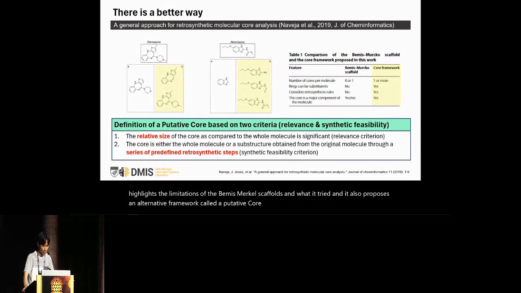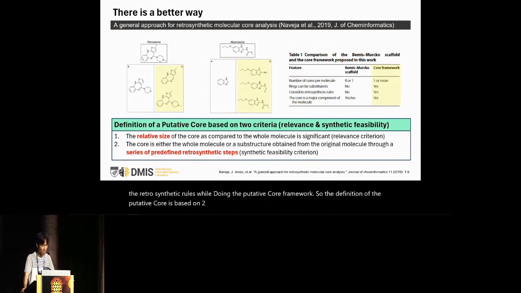So there are lots of advantages. First of all, the number of cores per molecule could be one or more, and unlike the Bemis-Murcko scaffolds, rings can be substituents. And also, it actually considers the retrosynthetic rules while doing the putative core framework. So the definition of the putative core is based on two criteria.